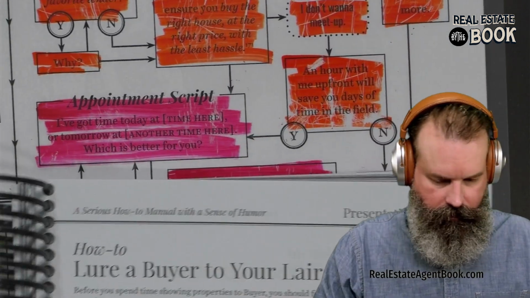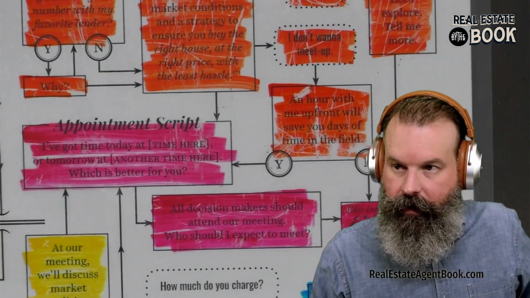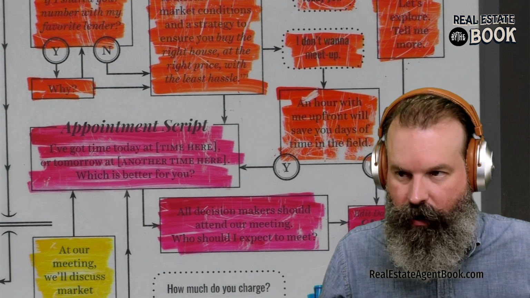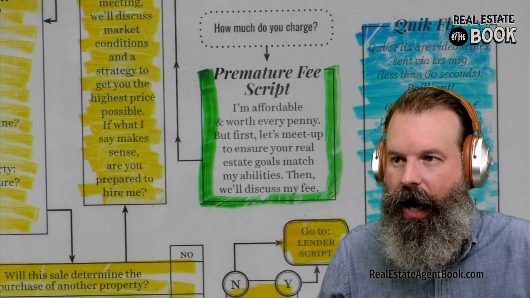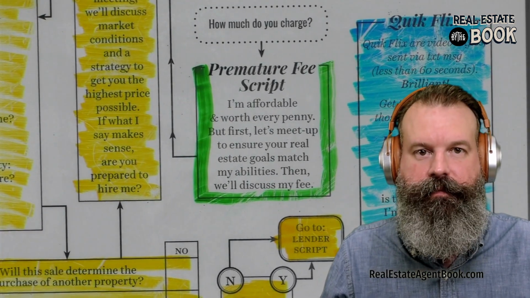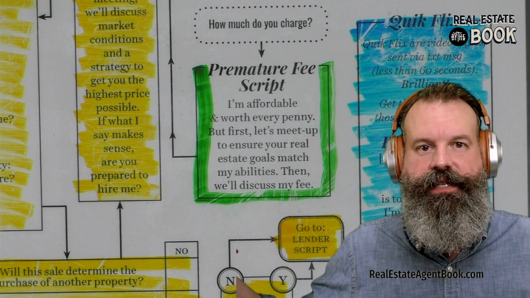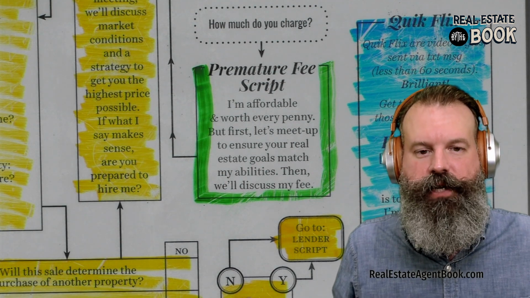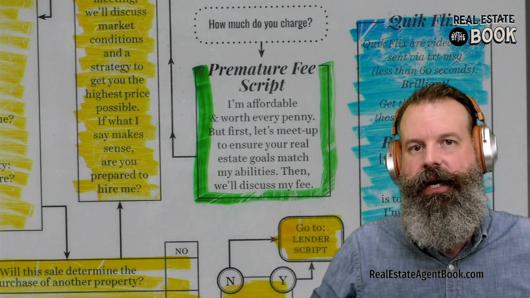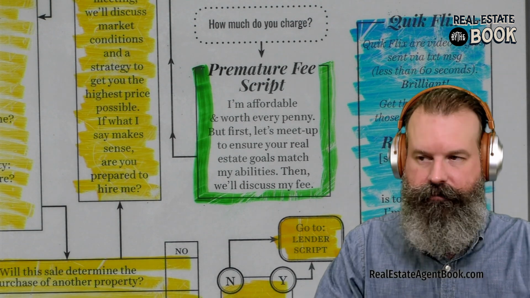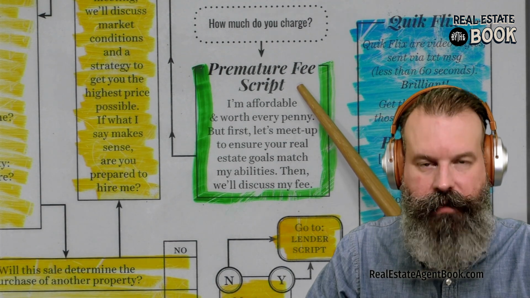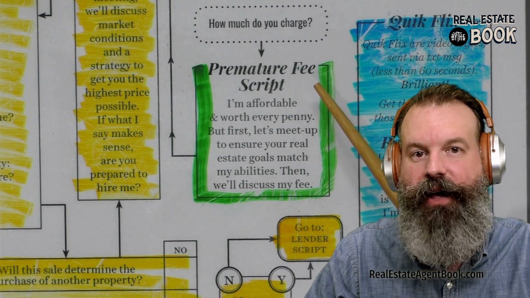Now, let us go back to the script, Matt, because there are other objections. Perhaps a buyer says to you, I don't want to pay your fee. What about this commission stuff that I see in the news, and that buyers have to pay the commissions, and I don't want to pay the commission. I don't see value in an agent, or they say I can't afford that. No problem. This is the premature fee script. This is when they ask about the fee before you've demonstrated your value fully.